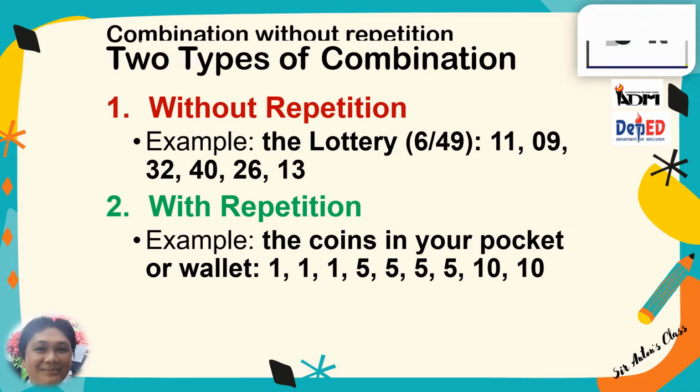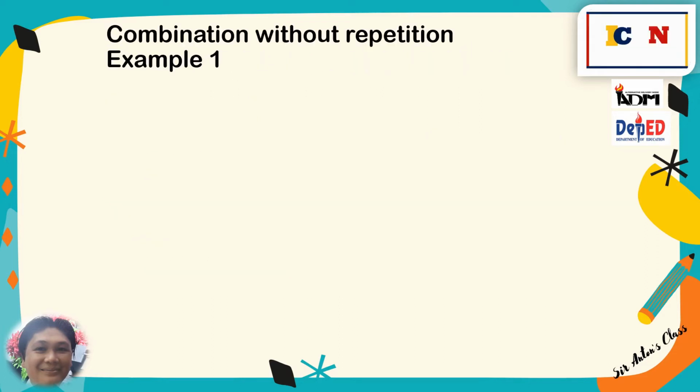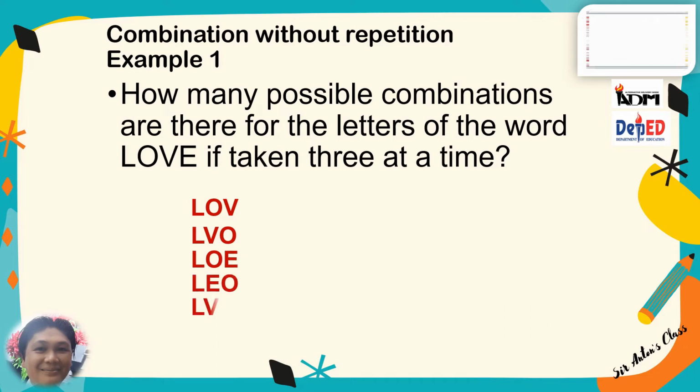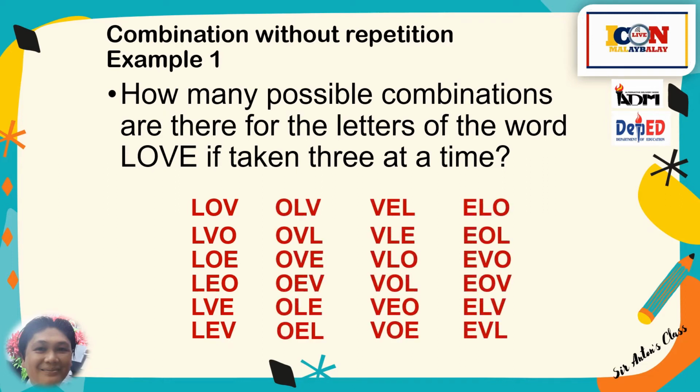Okay? Now, for example number 1. How many possible combinations are there for the letters of the word LOVE if taken 3 at a time? So, we can have, say, LOV. Then, of course, taking L first, we have LVO, LOE, LEO, LVE, LEV. And then, we can have O first, then V, then E. But these arrangements represent permutation. This is not a combination.